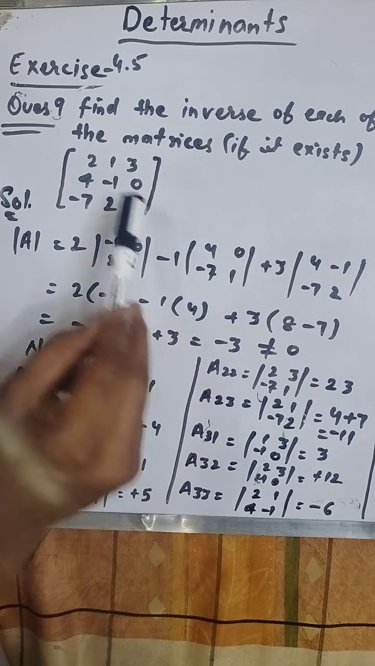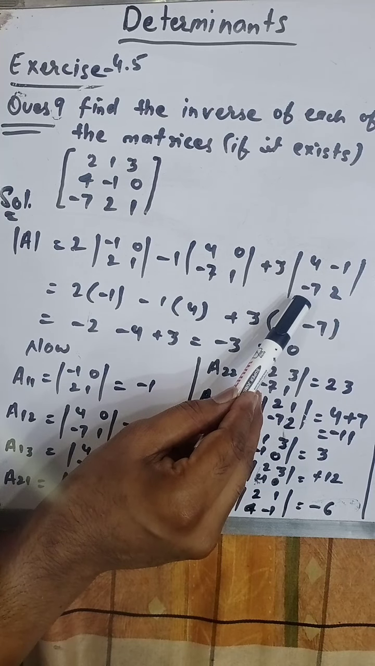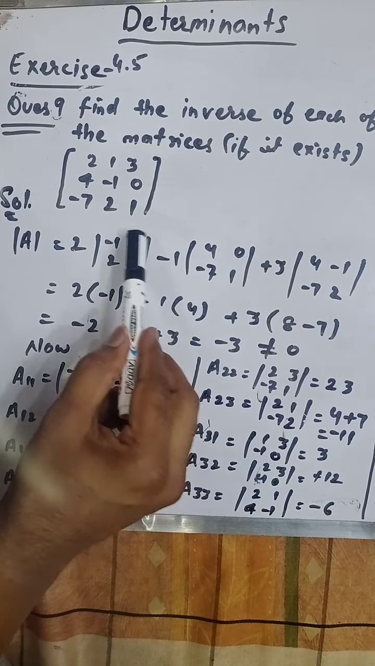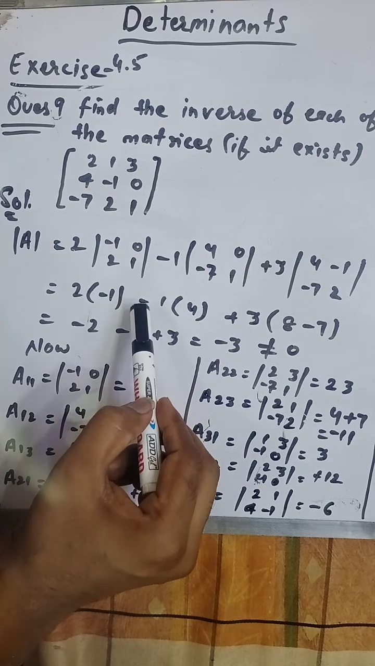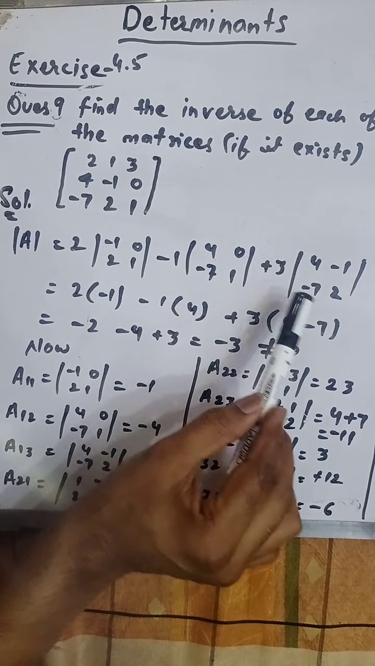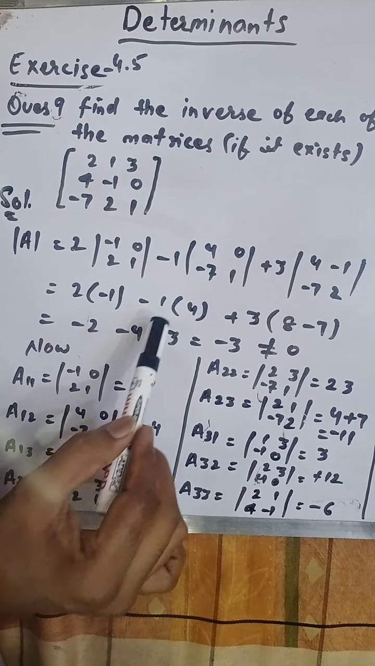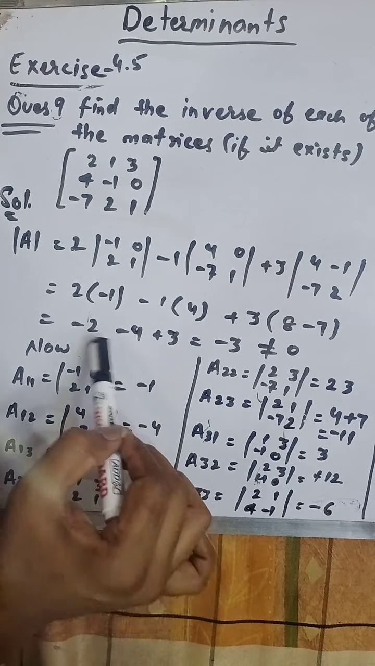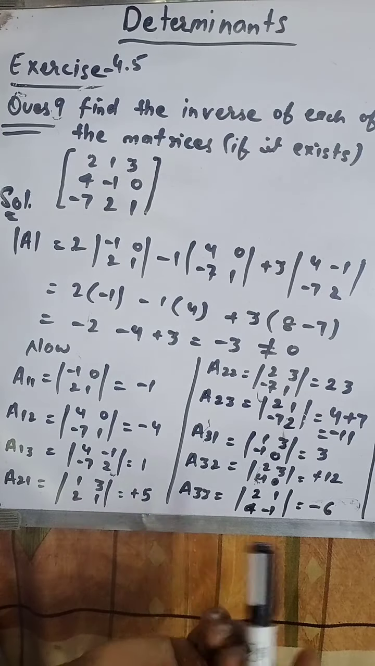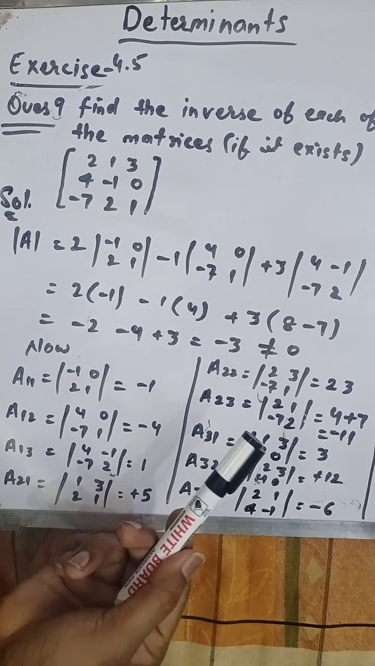After this +3, and again you have to check 4 elements and write them like this. After that, this 2 here, you can solve this and you will get -1 minus 1, so you have to evaluate this and you will get 4, and similarly you will get +3 and 8 minus 7. So multiply -2 by... it would be 4, and 1 into 3 is 3. So your answer would be -3, which is not equal to 0. That means the inverse of this matrix will exist.